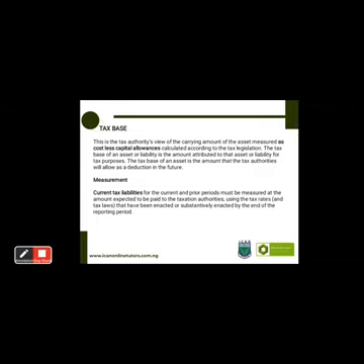Okay. So we move on to tax base. What is tax base? So tax base is simply, when you say tax base, the tax base of an asset is the amount that is attributable to that asset for tax purposes. That's just a simple definition.